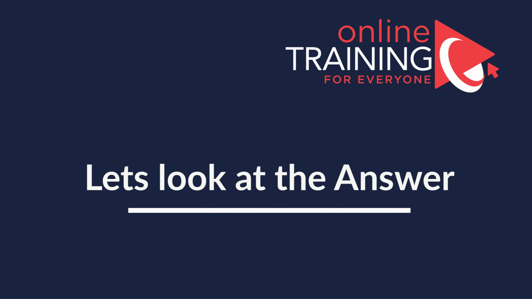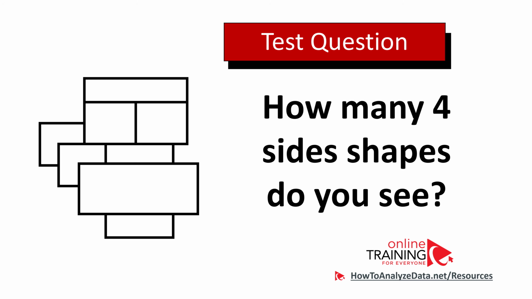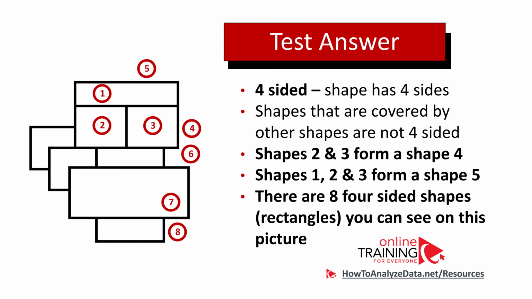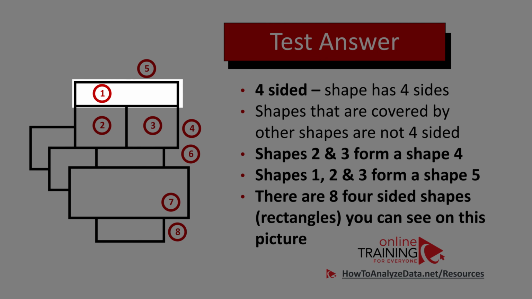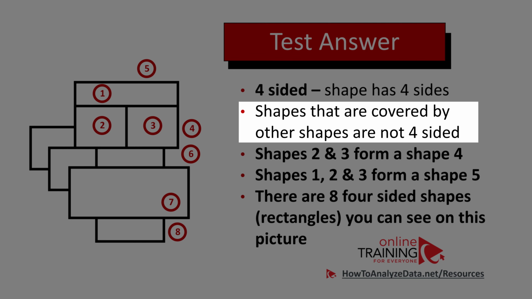Did you figure it out? Let's jump to the solution so we can solve this challenge and get to the correct solution together. So as I mentioned, first let's do a definition of the 4-sided shape. And the simple definition is that the shape has 4 sides. For example, a rectangle has 4 sides, and you see a rectangle 1 here which has 4 sides, and this shape here matches the criteria. Shapes that are covered by other shapes are not 4-sided.